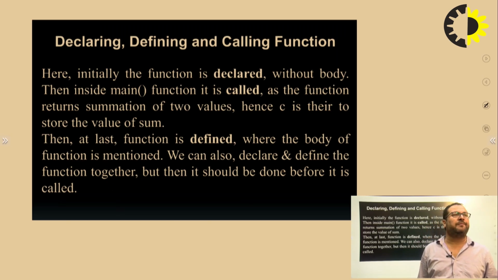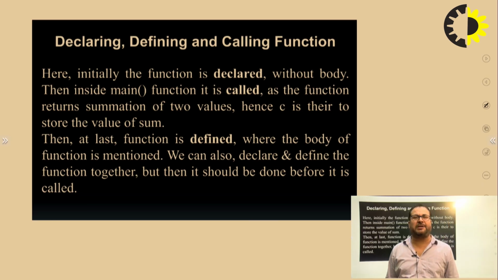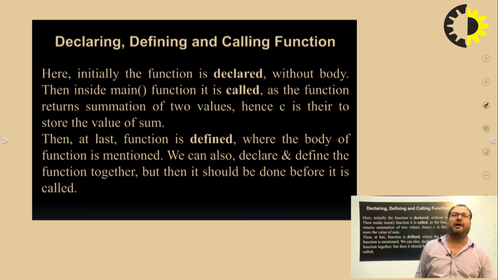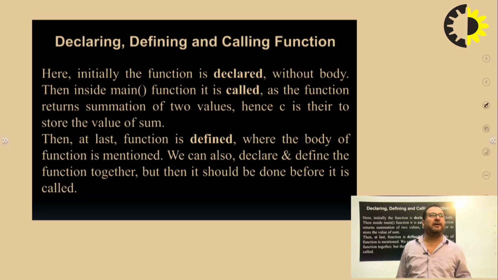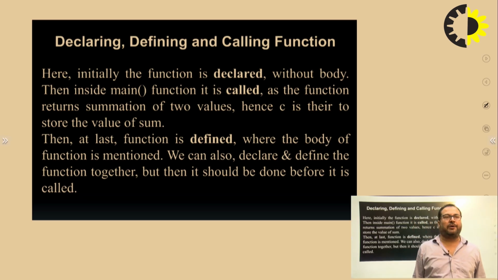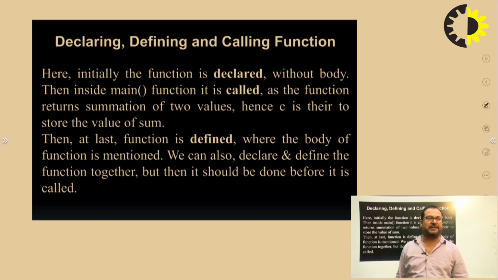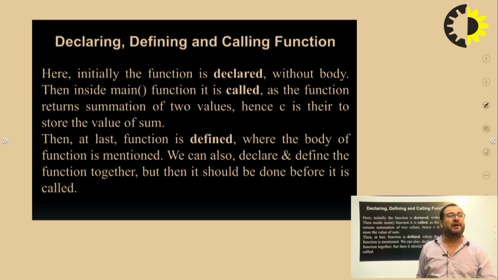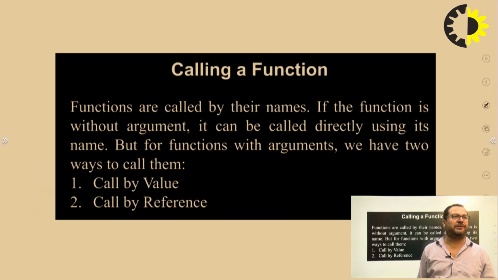So declaring, defining and calling a function. Declaring means a prototype declaration, and in this declaration we simply need to mention the return type, function name and type of arguments, how many, all that, right. Defining means you are going to write the code, so that is called function definition, and calling means when you call the function, the definition gets executed. This is the meaning of declaring, defining and calling a function, okay.